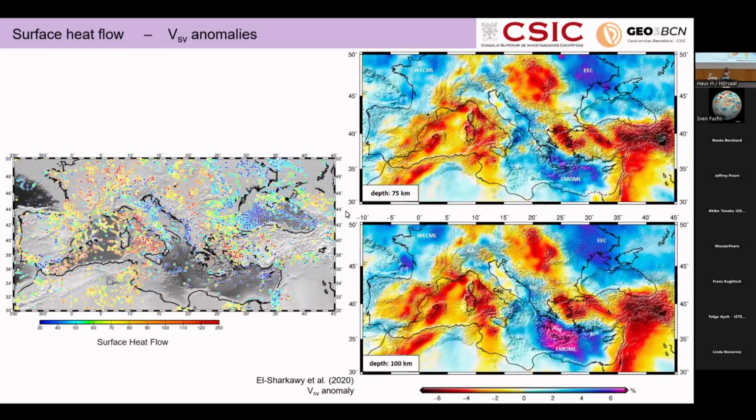If we zoom in on the Mediterranean area, we also find this in the western Mediterranean, an area with a slab at lithospheric and mantle levels. There is a low velocity zone in all this region that is also correlated with a higher general surface heat flow. And on the other side, we have low surface heat flow also correlating with these low velocity zones at depth.